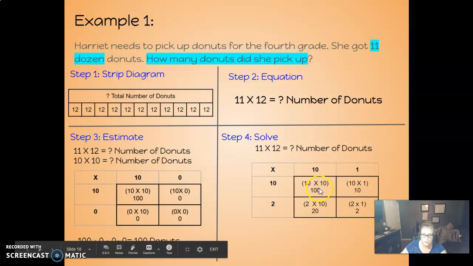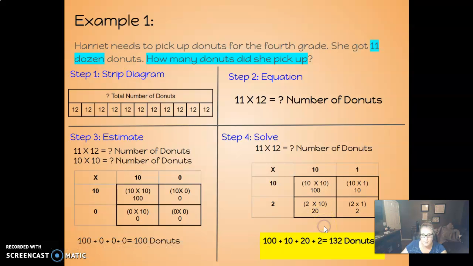Now these are all of my products, but I want to put them all together. So I'm going to add all of them together. I'm going to add 100 plus 10 plus 20 plus 2. And when I add 100 plus 10 plus 20 plus 2, I get 132 donuts.